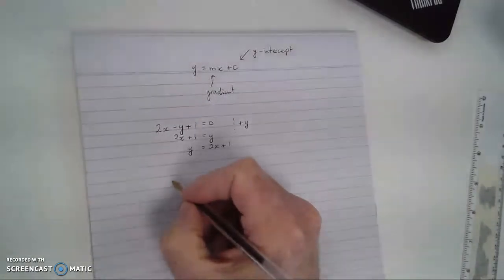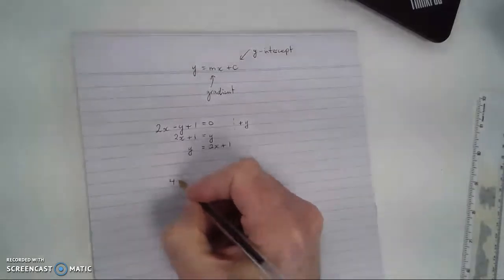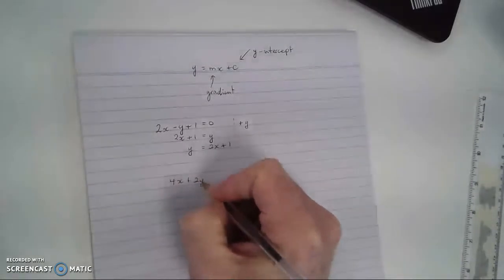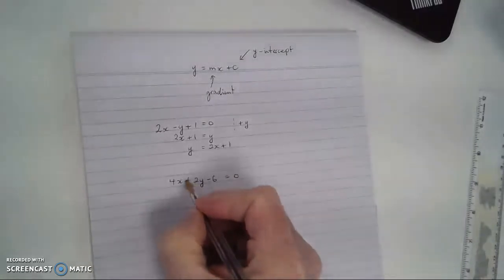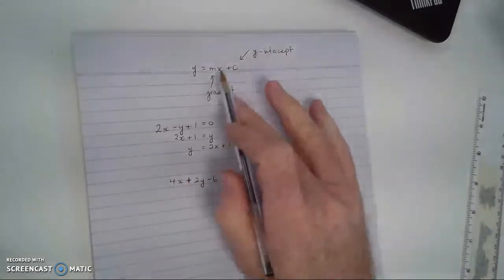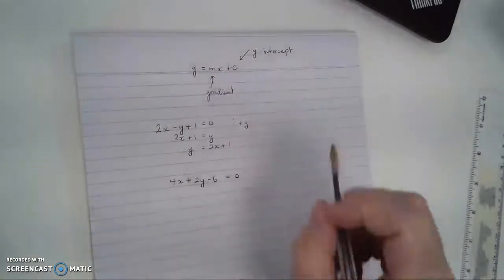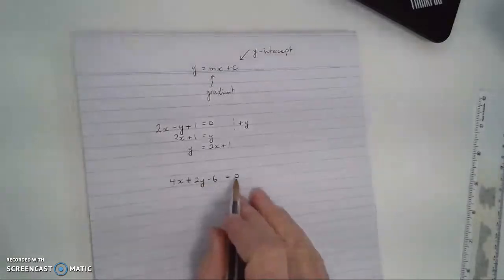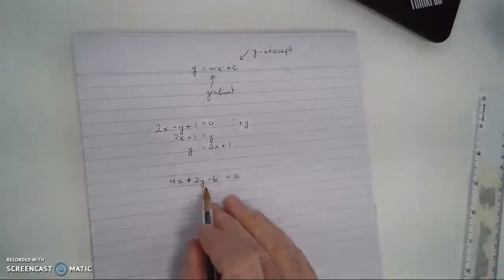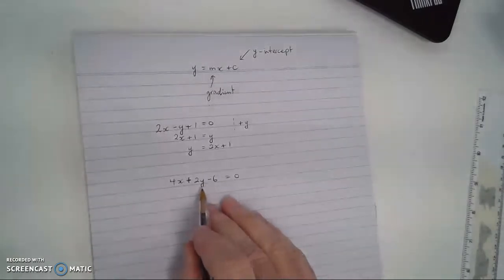Let's look at a slightly more complex one. So again, it's not in the standard form, the y equals mx plus c form that gives us all this information. It's in a different form. So now we'll look at rearranging this to get it in the form that's of most use to us.